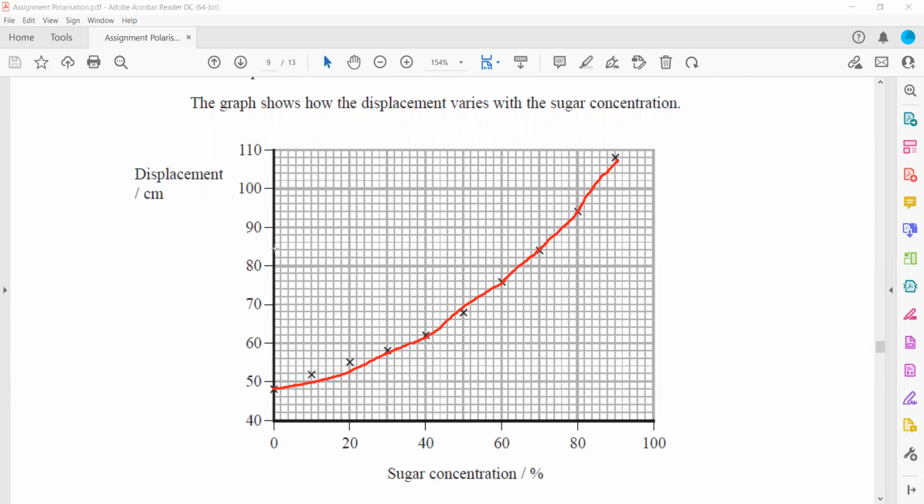So 82, 84, 86, 88. This one is 88. So from 88, we'll draw a line and then we'll find the concentration. Each box represents 2 on the x-axis. So this is 70, 72, 74. So this one is 74. So the concentration of the sugar solution is about 74%. Is this one clear? Yes, sir, it's clear. Okay.